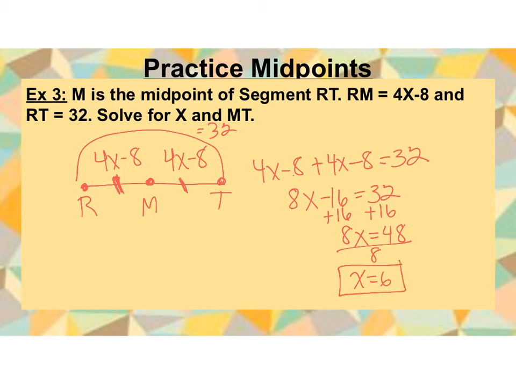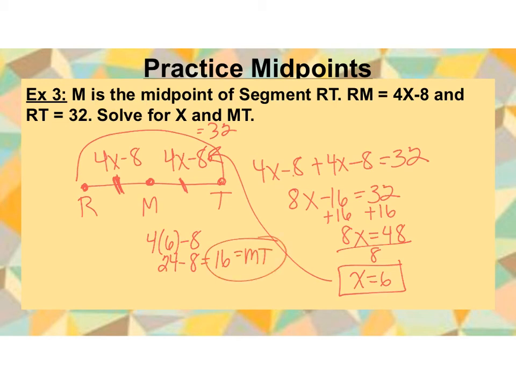It's part of my answer, but don't stop there. I'm going to plug that in to figure out what MT is. So I have 4 times 6 minus 8, which is 24, minus 8, which is 16. And that should make sense because 16 and 16 is 32. I'm going to label it, and I have MT as 16.